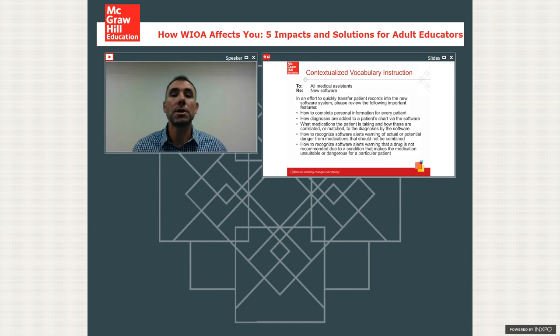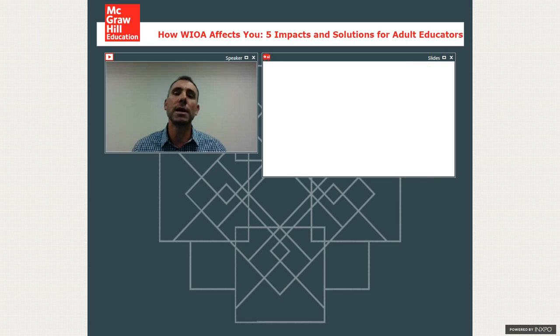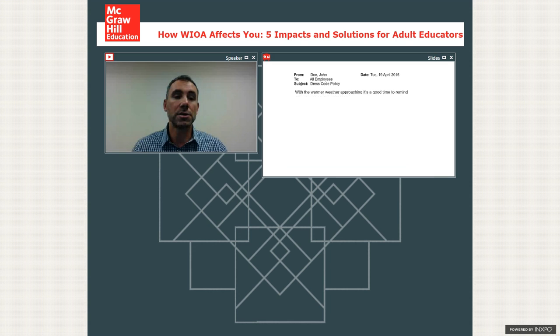Contextualized vocabulary instruction is also something that you could be doing with workplace emails or other emails, by talking with local employers and asking them for their employee handbook, for instance. Workplace documents such as the things that are posted in workplace lunchrooms or break rooms. This is how workplace documents are organized and how we organize information within documents. Here's a dress code document that I referred to earlier.